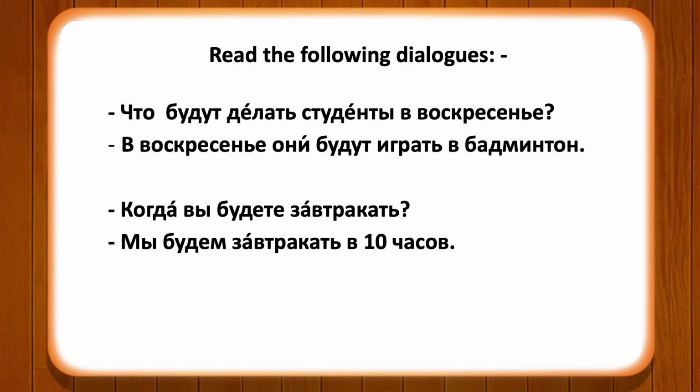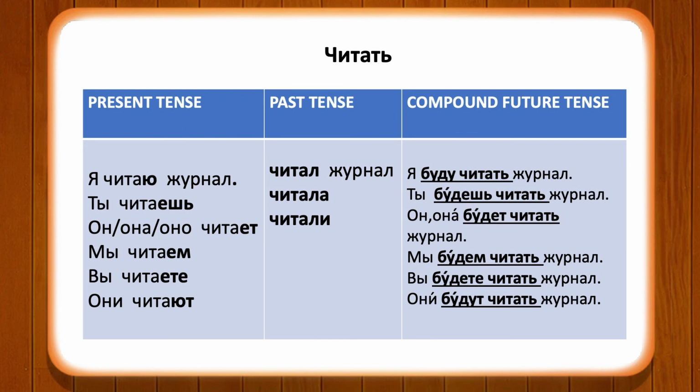So let us quickly revise the tenses that you have already learnt now with the help of the verb читать, which means to read. The present tense form of the verb читать would be я читаю, ты читаешь, он читает, она читает, мы читаем, вы читаете, они читают.